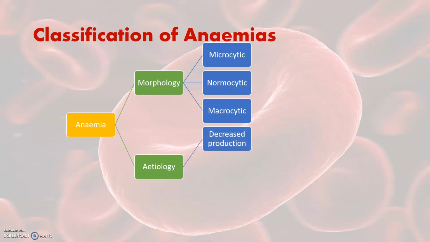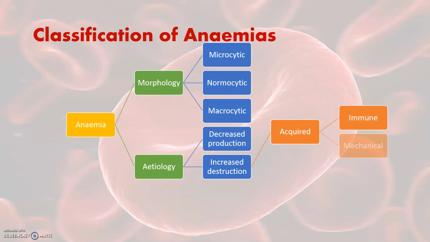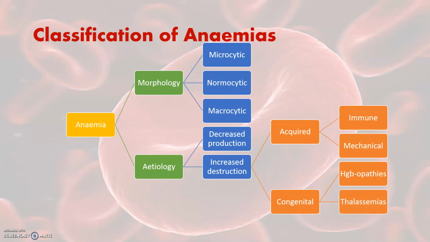And therefore the etiology can be due to decreased production, increased destruction, and the increased destruction could be acquired hemolytic anemia, which can be immune or mechanical, or congenital. And congenital hemolytic anemias can be due to hemoglobinopathies, thalassemias, or other causes. Then again, there's increased loss of red blood cells, usually due to bleeding.